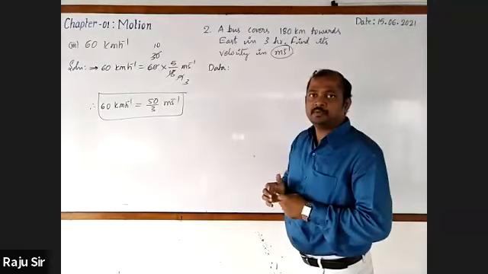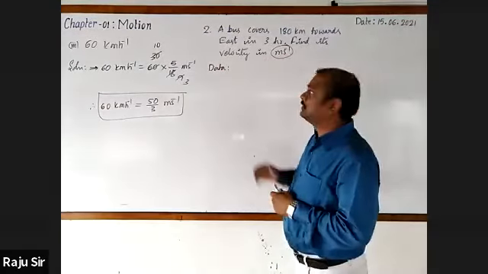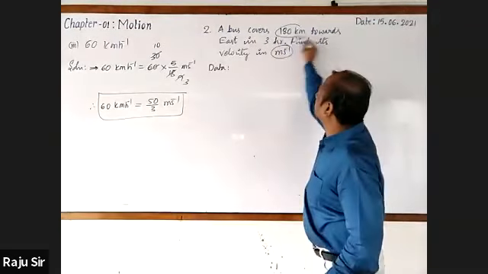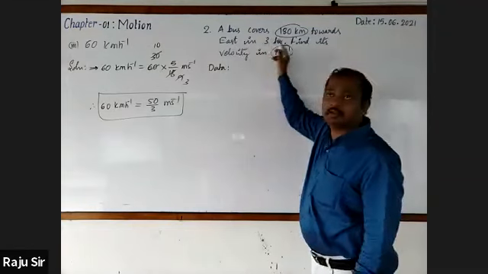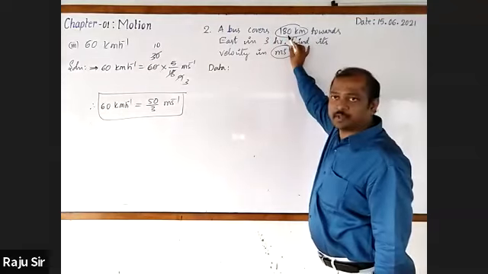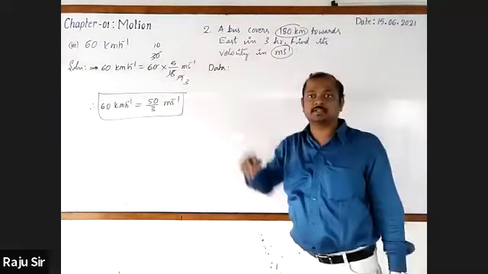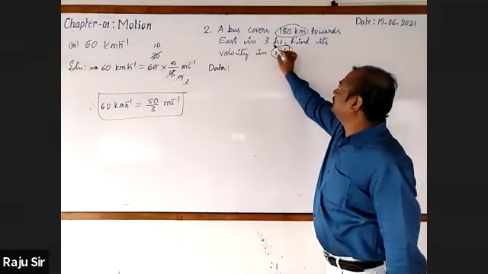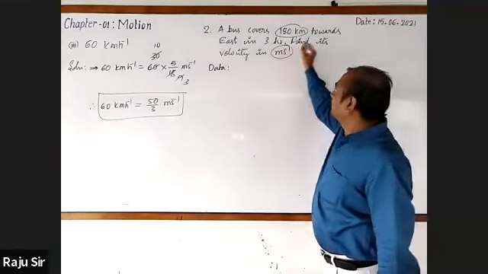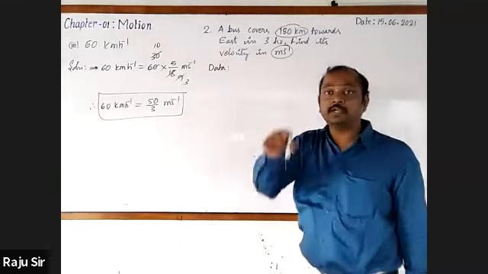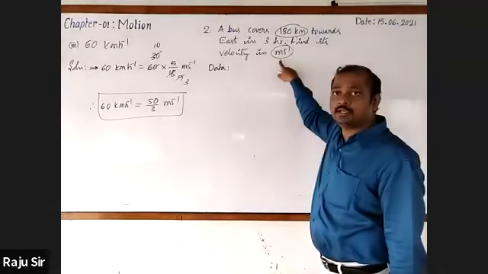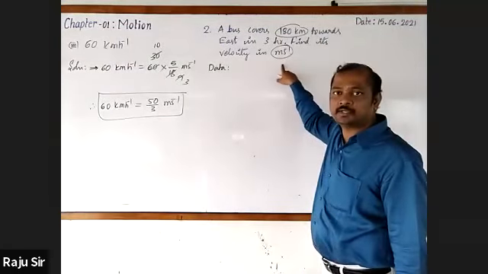This is a statement problem. Once you go through the statement, a bus covers 180 kilometers towards east in 3 hours. The distance covered by the bus is 180 kilometers. It is moving towards east, in the east direction. Then to cover this much distance, it will take 3 hours. Now we have to find out its velocity. After finding the velocity, that velocity should be expressed in SI unit, nothing but meter per second.